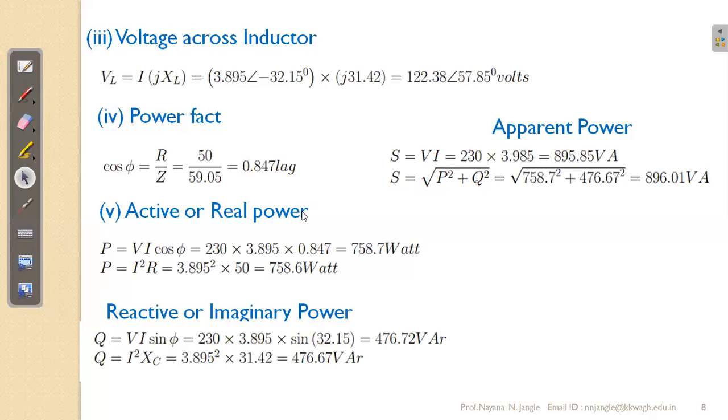So here we have solved the problem which consists of a resistance and inductor connected in series. We have calculated the current flowing through the circuit, voltage across inductor, voltage across resistance, power factor, active power, reactive power and apparent power. In the next lesson or next module, we will see how to calculate all these parameters in a circuit which consists of resistance, inductance and capacitance, all three of them connected in series. Hope you understand it. Thank you.